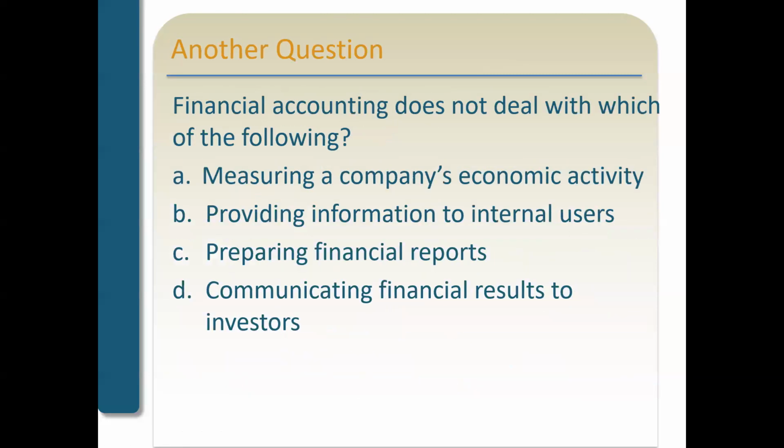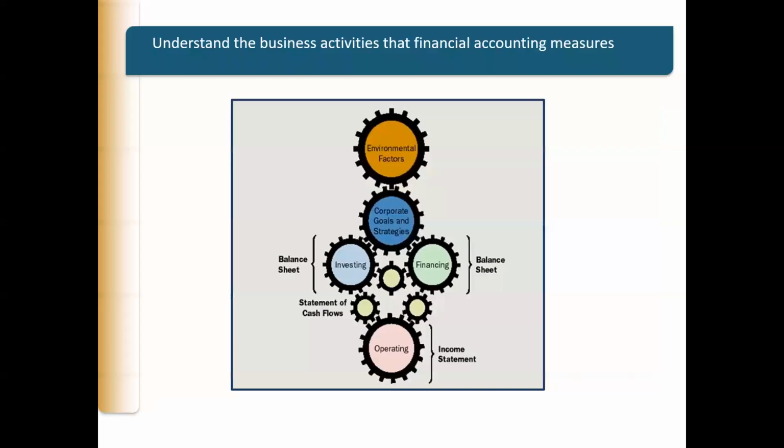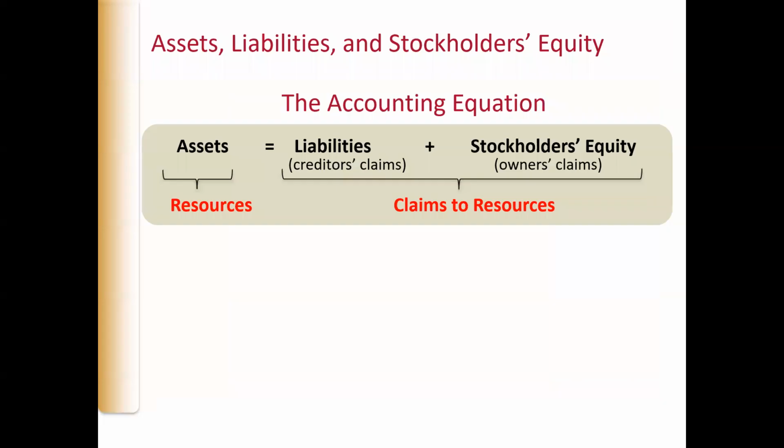Here's another one. Financial accounting does not deal with which of the following? Measuring a company's economic activity, providing information to internal users, preparing financial reports, or communicating financial results to investors. You remember, financial accounting does not provide information to internal users. That's going to be managerial accounting. So we're going to look at some business activities and see how we communicate them.